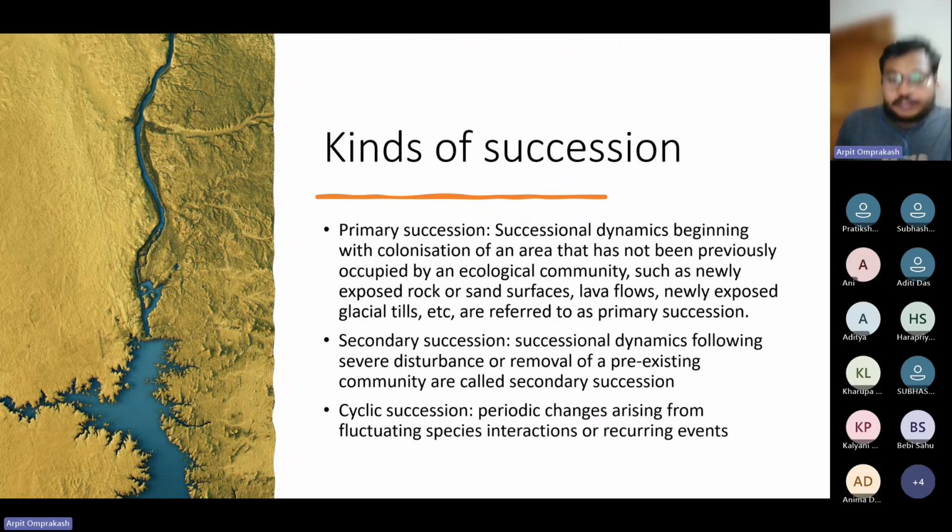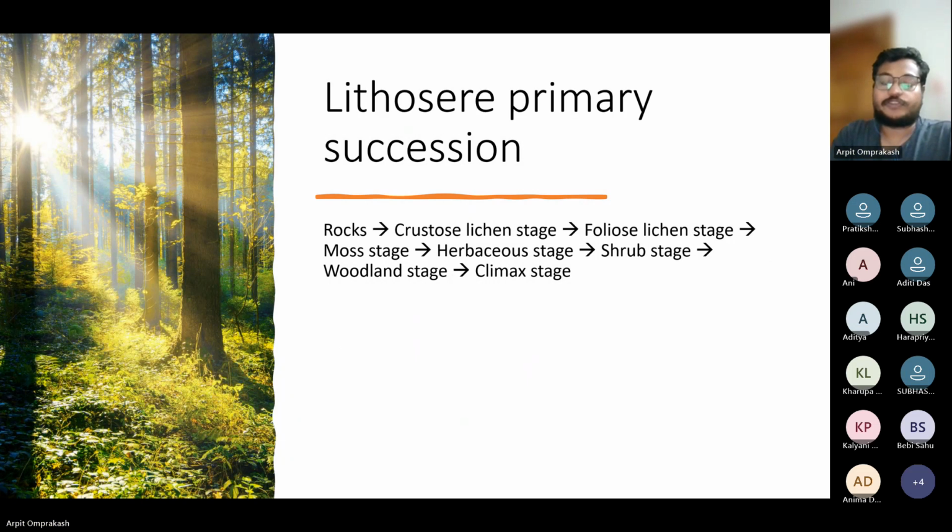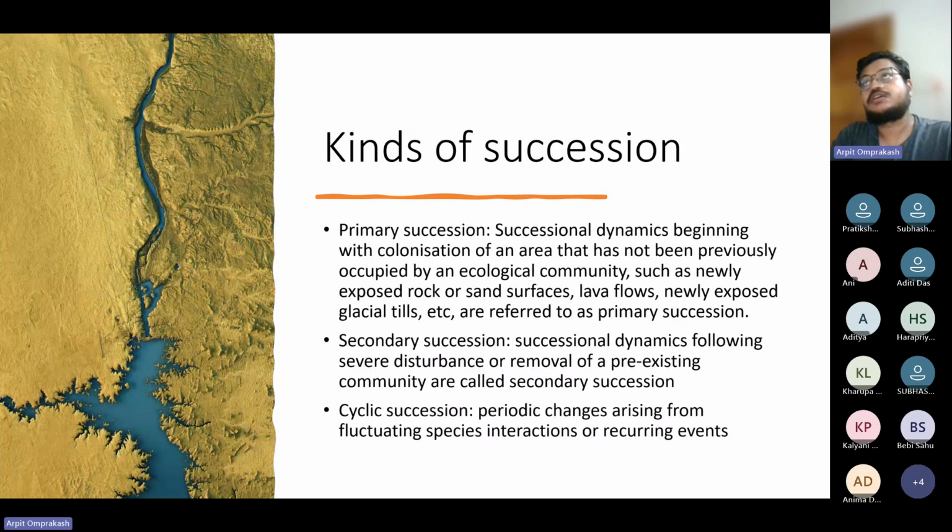The third thing is cyclic succession, where basically periodic changes arise from species interactions or recurring events. So for example, as I was saying, teak forests have recurring annual wildfires. Forests which have annual recurring wildfires might also have cyclic succession where after every wildfire, some species come up and they tend to die off before the next wildfire. Or areas where there's frequent volcanic activity, things like that.